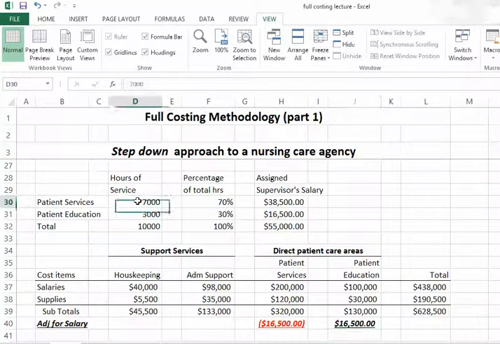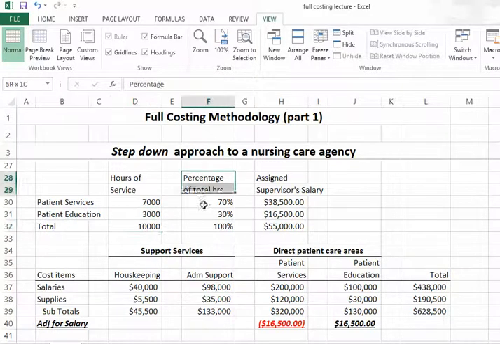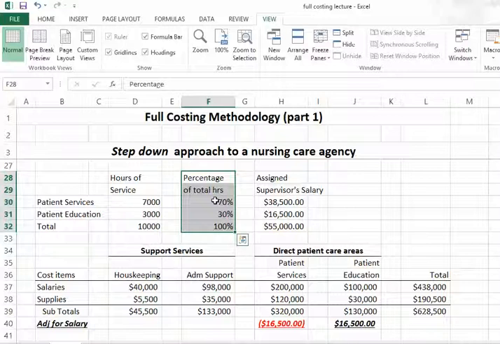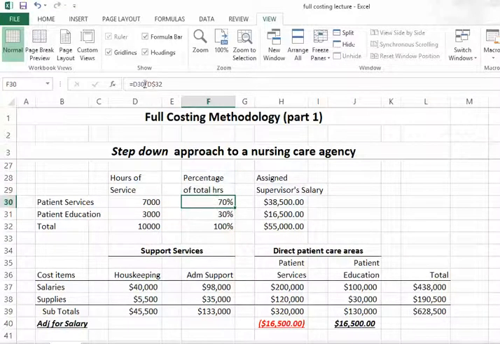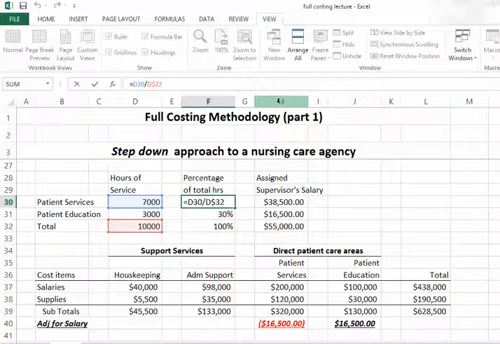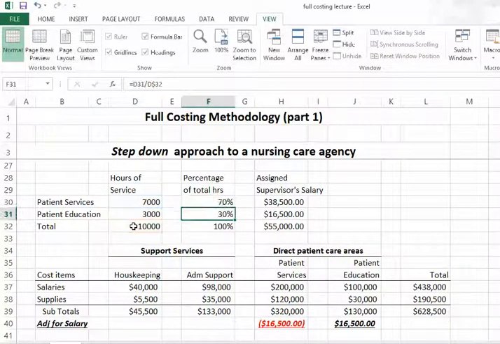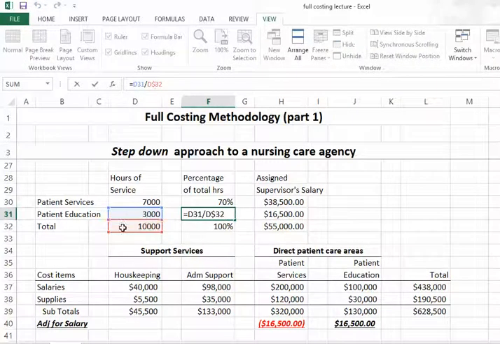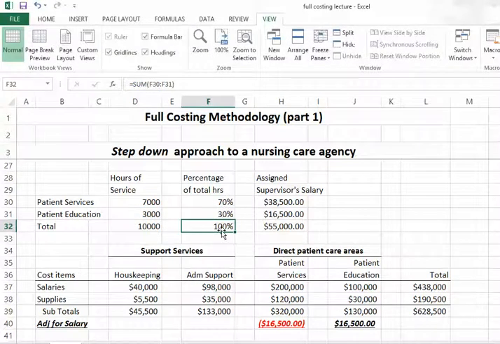So what we're assuming is that she provided 7,000 hours to patient services and 3,000 hours to patient education. The next column, what we've done is we've allocated this based upon a pro rata distribution or a simple relationship. And if you look at the formula bar here, and I always relate this to the Excel formulas, what we've done is we've divided patient services by the total. We've created a percentage, so it's 70%. The 30% is simply the patient education divided by the total. And of course the 100% is the sum of these two items.